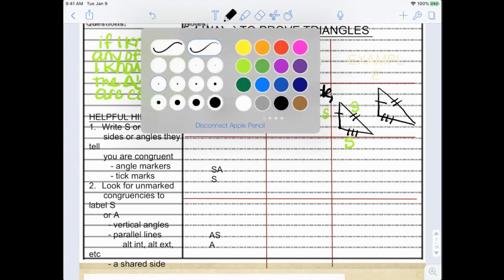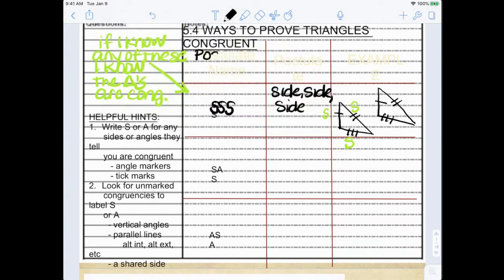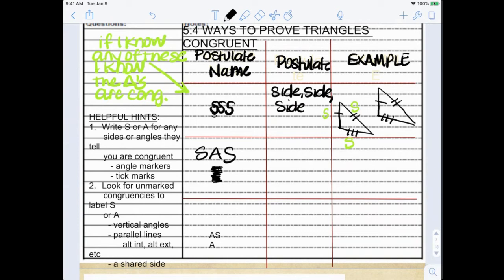So to kind of fill this in, I know this turned out a little light. The postulate name is here. The actual postulate is here. And the example is here. So side, side, side is just saying three sides are all congruent. The second way we can prove two triangles are congruent is through side, angle, side. So here's the tricky part about side, angle, side.